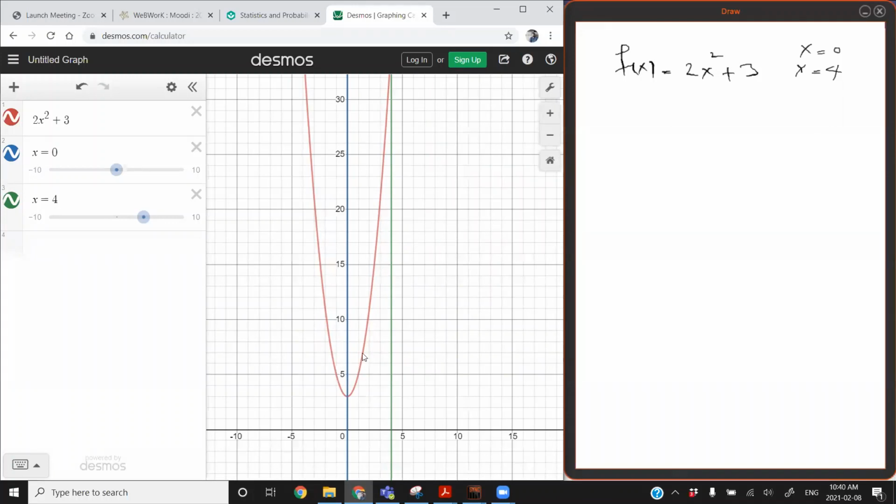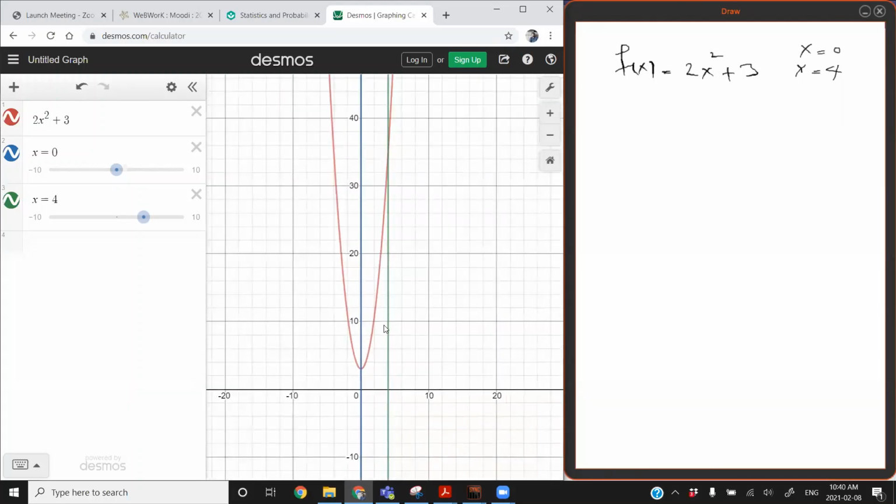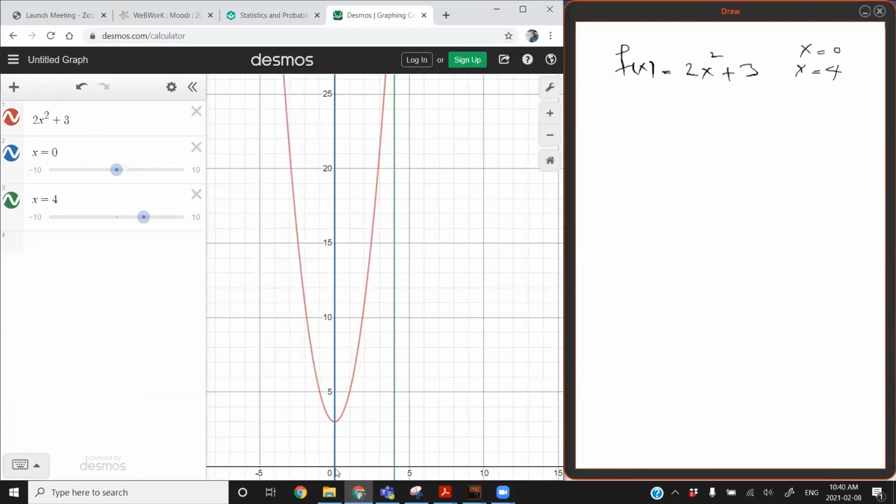So this area under the red curve above the x-axis and between the two vertical lines, the blue line and the green line. This is the area that we are trying to figure out. Okay. So what do we have to do? We have to partition the interval from 0 to 4.